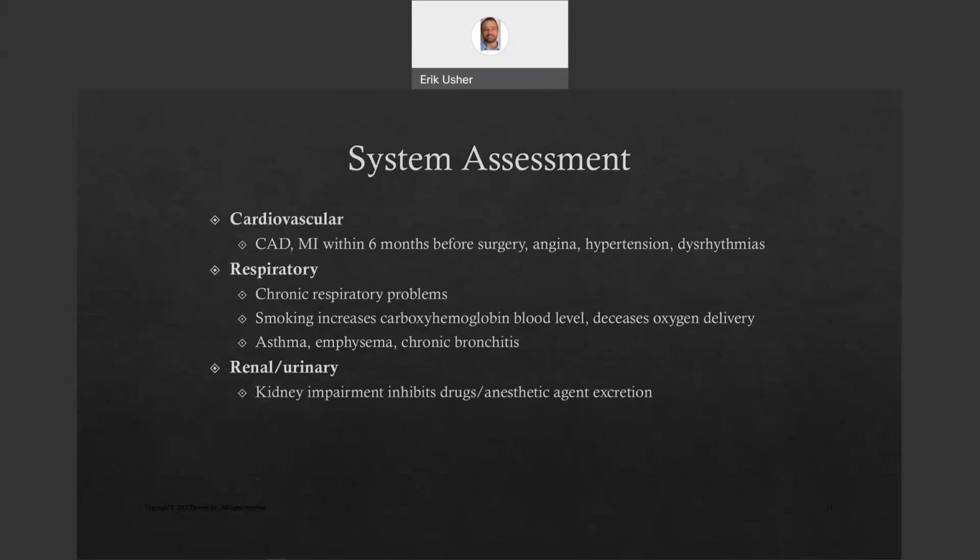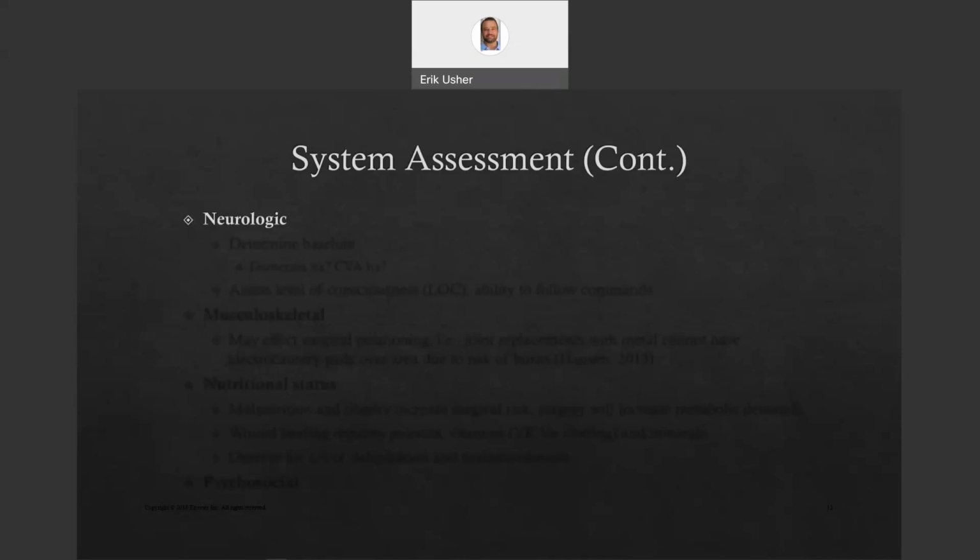And what's their renal system like? Do they have any kidney impairments? That's going to pose huge complications if they're in some renal failure or injury, because it really inhibits the way the drugs metabolize and are excreted, including anesthetic agents. So they may be used less because they're not going to be able to excrete it properly.